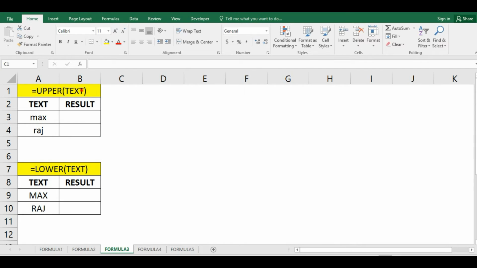Upper formula. This is syntax for upper formula. This formula is used to convert the text to uppercase. For example, I am going to convert these two texts to uppercase. Select the text, enter.